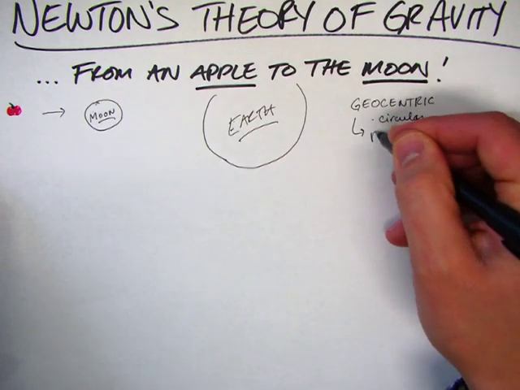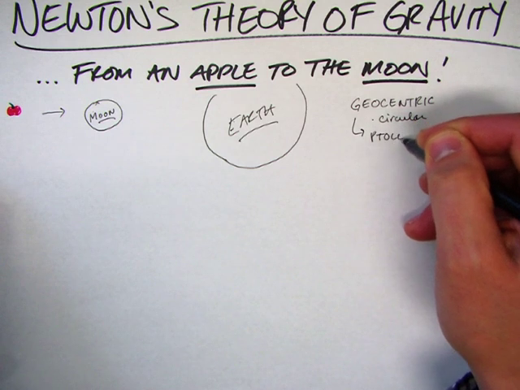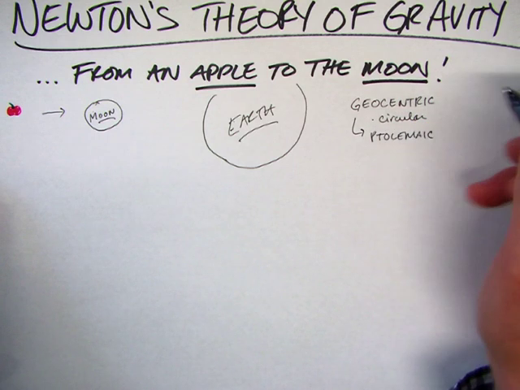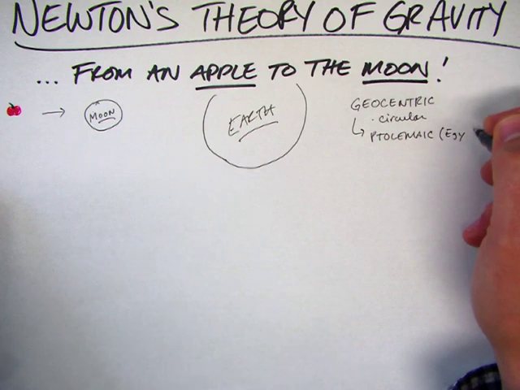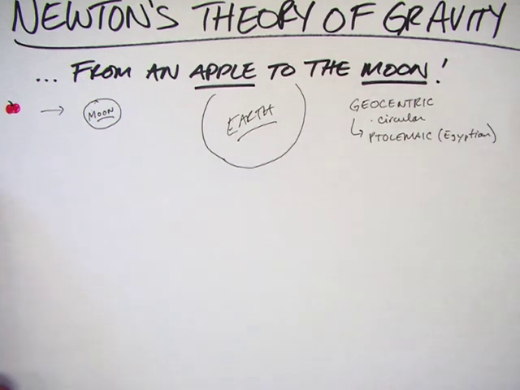This is what's often known as the Ptolemaic system. Ptolemy was Egyptian, 2nd century or so. He also was a proponent of this Earth-centered system of the solar system, where everything, including the sun and the planets, all revolved around the Earth in nice, pure, circular orbits.